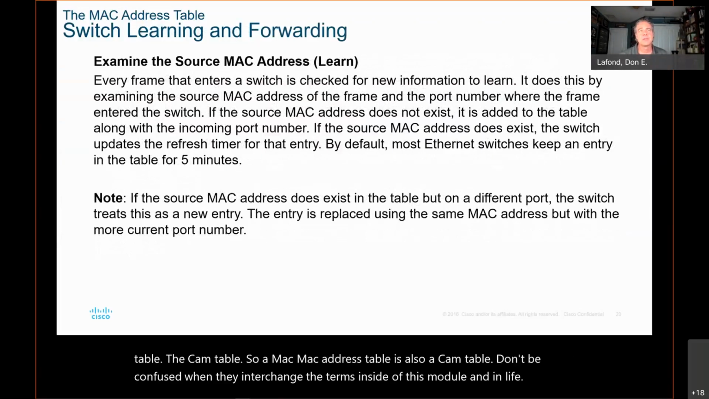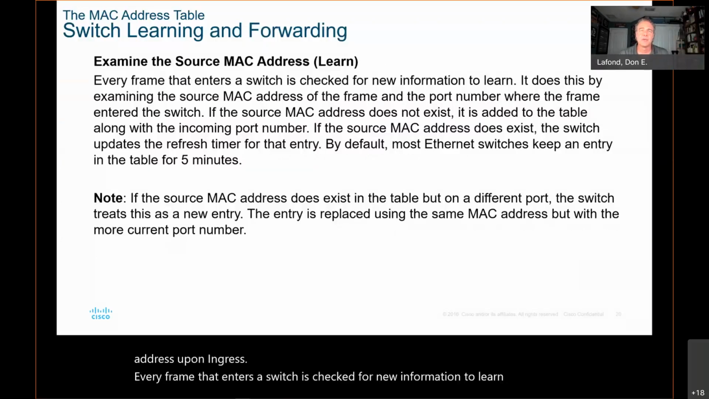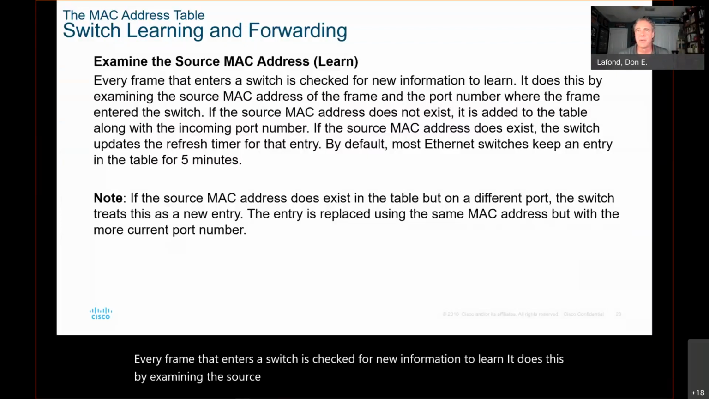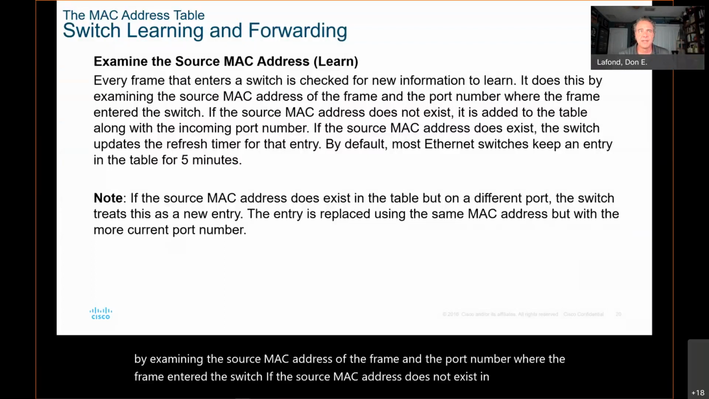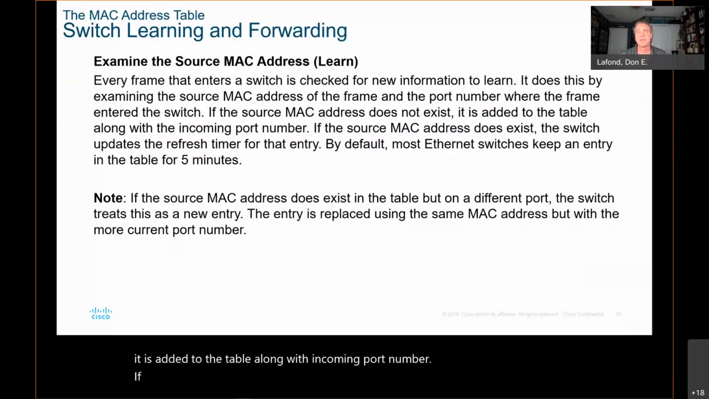Don't be confused when they interchange the terms inside of this module and in life. So how does the switch learn and forward? Well, it needs to examine the source MAC address upon ingress. Every frame that enters a switch is checked for new information to learn. It does this by examining the source MAC address of the frame and the port number where the frame entered the switch. If the source MAC address does not exist in the CAM table, it is added to the table along with the incoming port number. If the source MAC address does exist, the switch updates the refresh timer for that entry.